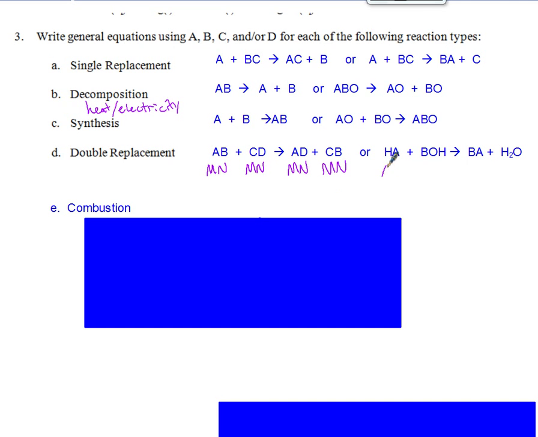Sometimes we also have acid, base, double replacement reactions, and the hydrogen from the acid and the hydroxide from the base make water, and then the metal and the non-metal get together and make some sort of ionic compound.